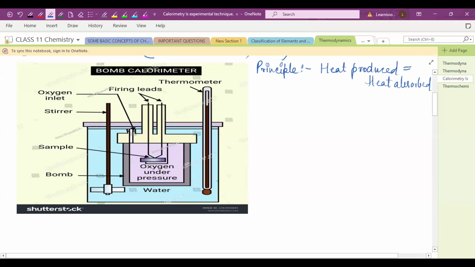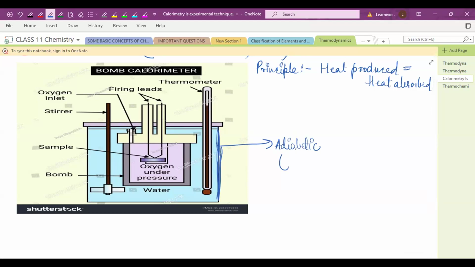You can see two containers, one large container, and in this large container there is another container, this one. The wall of this large container is an adiabatic wall. Now what does adiabatic wall mean? Adiabatic means no exchange of heat, right? There will be no exchange of heat, meaning thermal conductivity is banned over here.